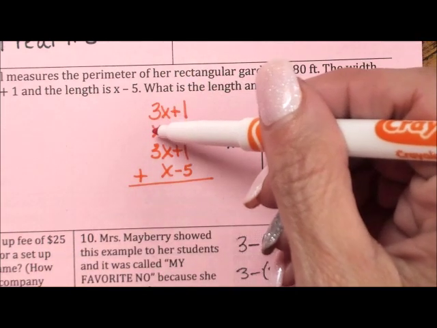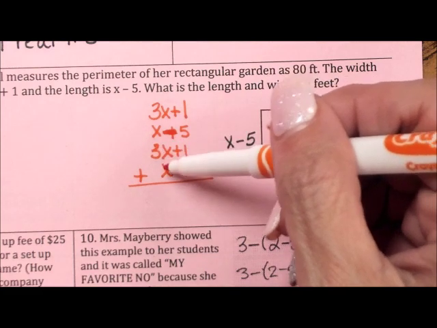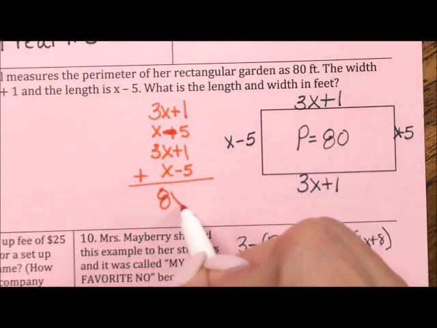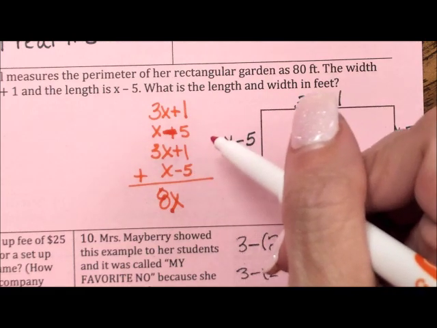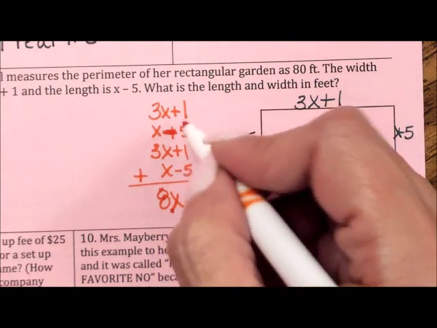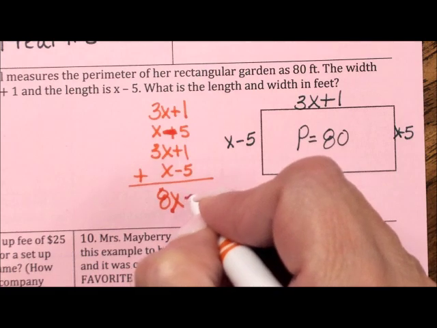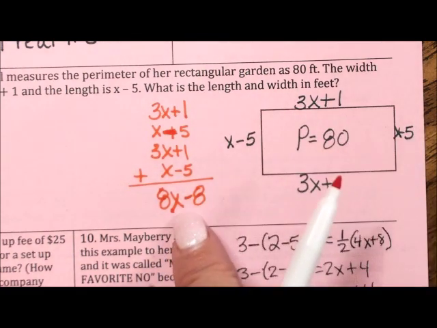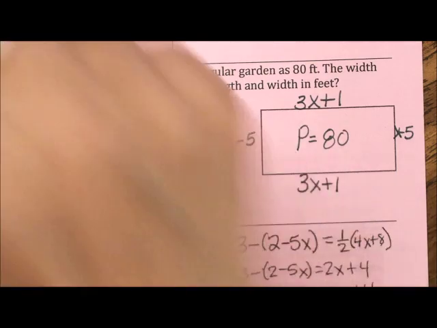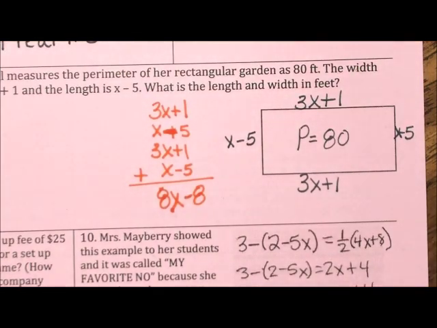So that's 3, 4, 5, 6, 7, 8. And then negative 5 and negative 5, that's negative 10. Negative 10 plus 2 would be negative 8. So that means if I add up all the sides, I get 8x minus 8. Oh, hold on one second.